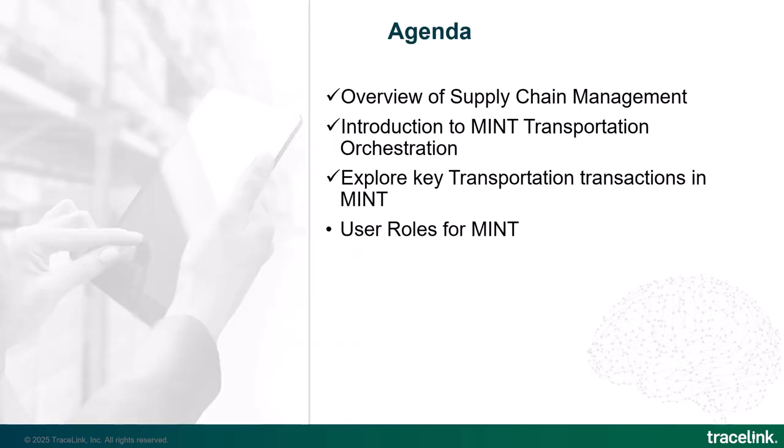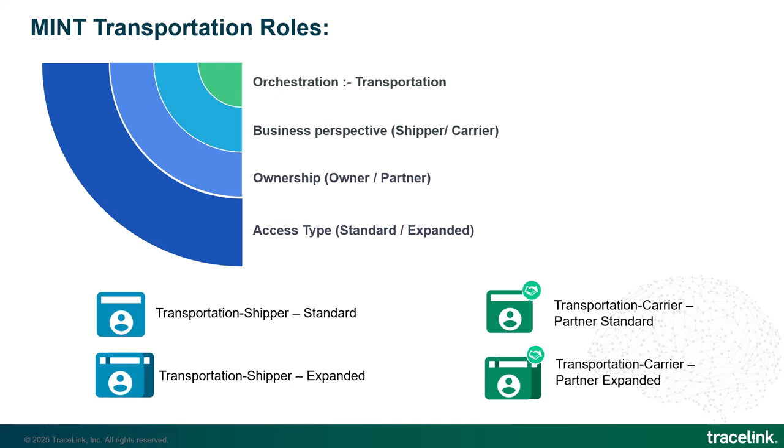Now on to user roles for Mint. In the context of Mint, roles are defined based on the orchestration and the business perspective, ownership and access type. Depending on the business perspective, Mint transportation roles are divided mainly into two types, shipper and carrier. In TraceLink, the owner and partner are always in the context of business application. For example, Mint, Poet, etc. If you license a TraceLink application, you are considered as an owner.